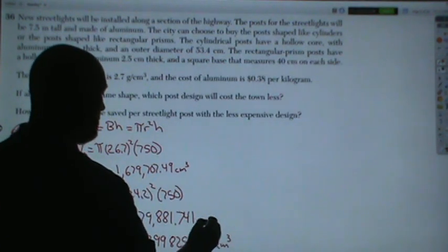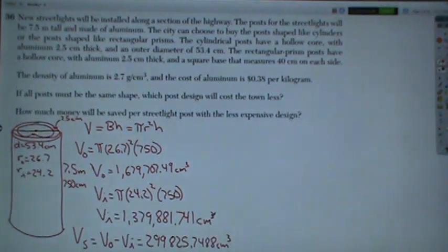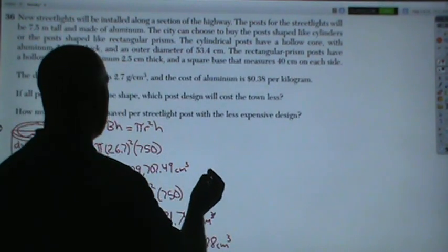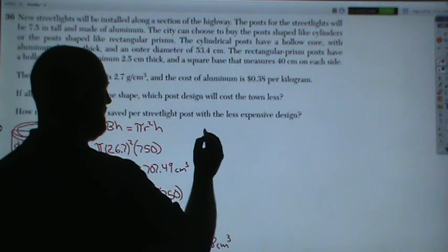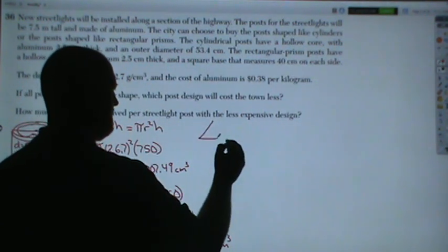And all that we've done so far is calculate the volume of the shell. That's it. That's all that we've accomplished. Now I have to do the exact same thing with these rectangular prisms. With the rectangular prisms, we're going to have the square base, and it's still going to be 2.5 centimeters thick. So I'm going to do my best to draw that.